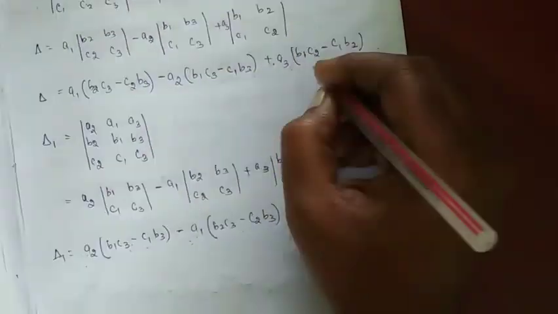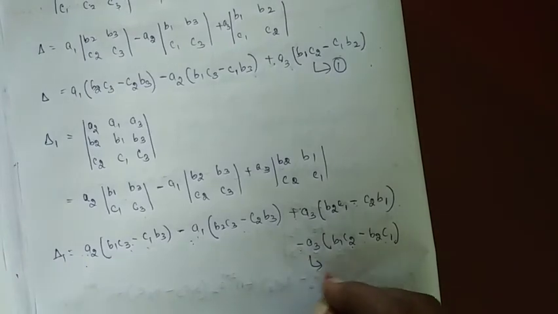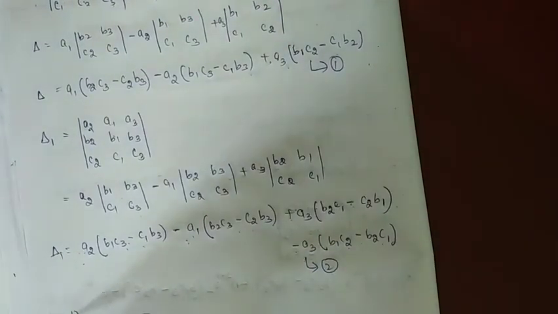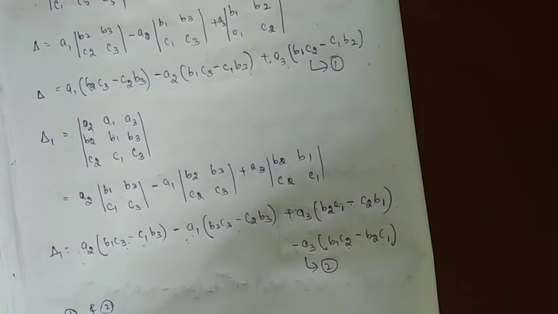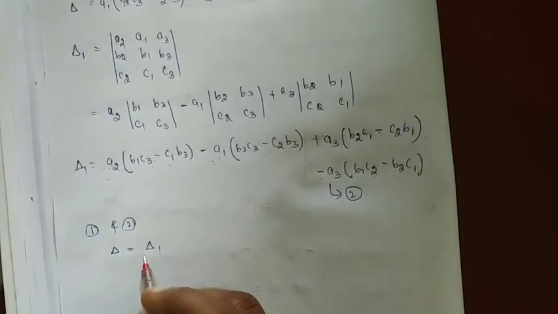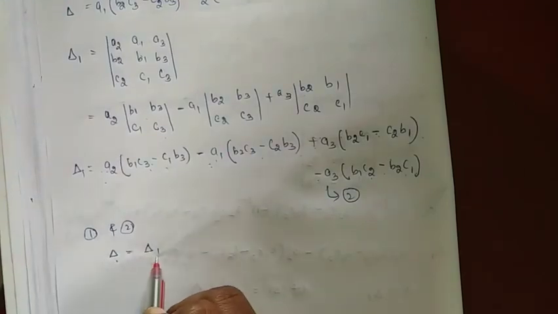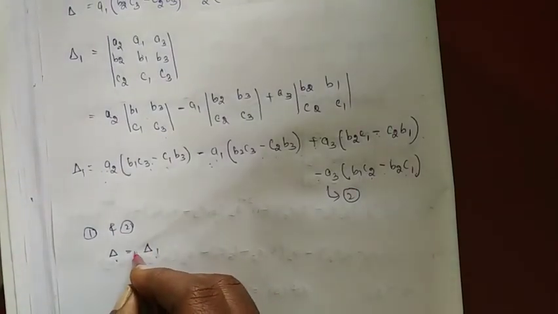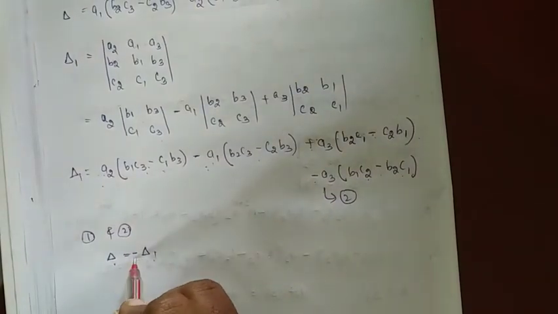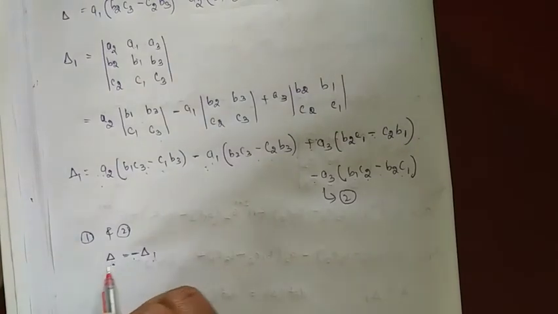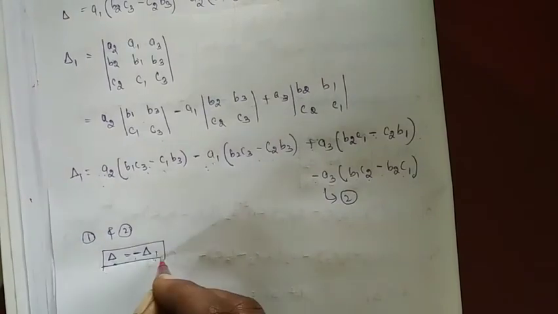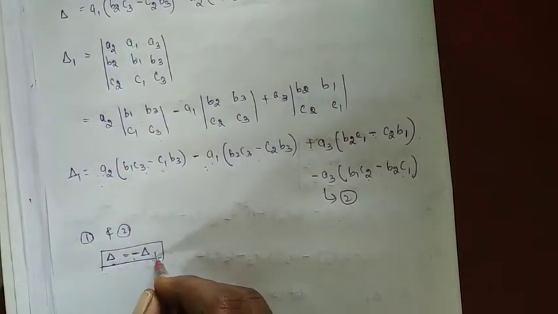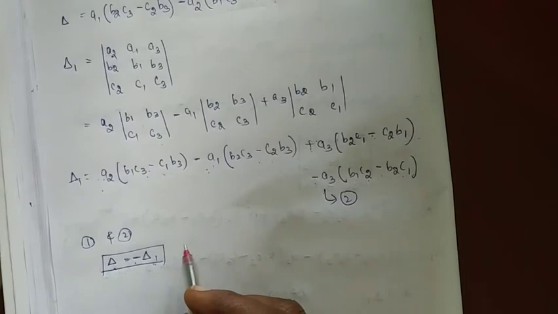So comparing this 1 and 2, we can write determinant equal to determinant 1. When it is equal means when I multiply with the minus sign throughout the determinant 1, my determinant is equal to this determinant 1. So we can say that determinant is equal to minus determinant when two rows are interchanged.